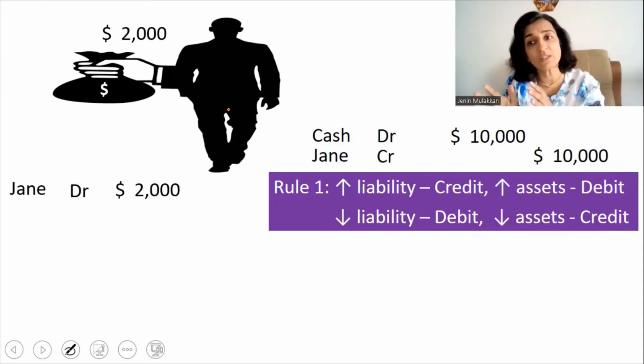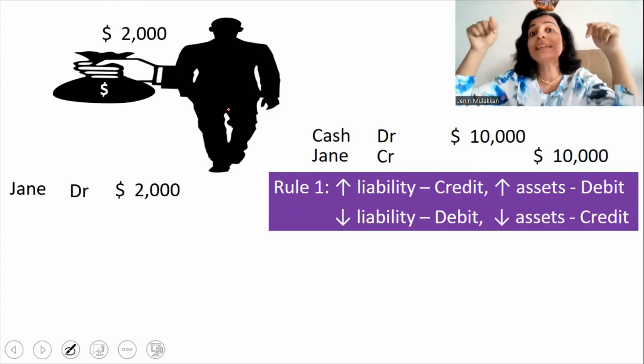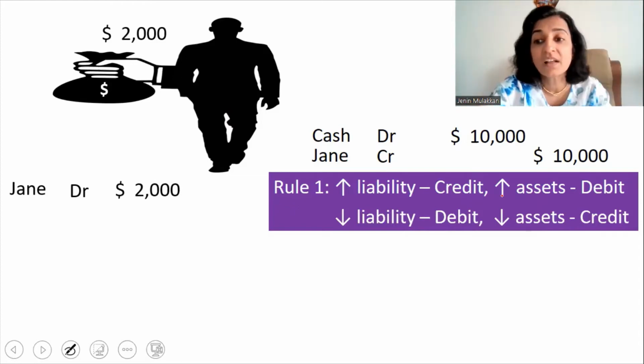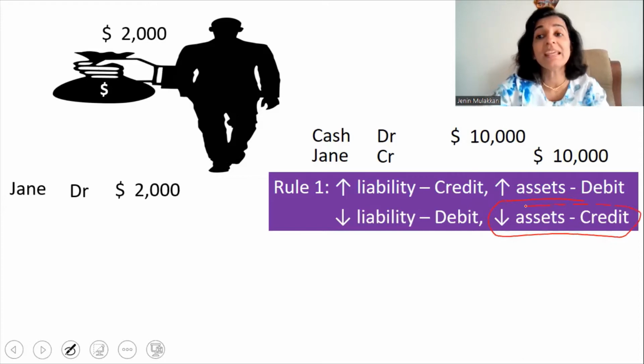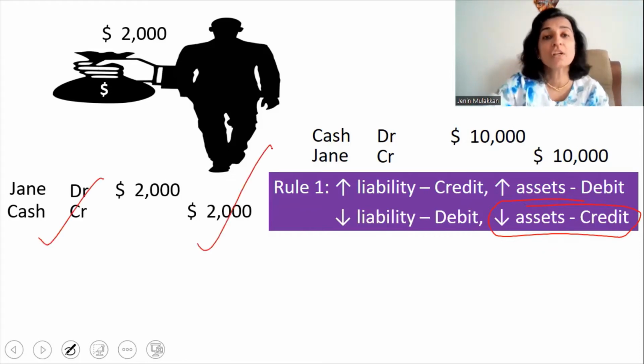Now regarding the asset part, what are we losing? We are losing $2,000 worth of cash. That is, there is a reduction in cash or there is a reduction in asset. A reduction in asset has to be credited and hence cash account has to be credited with $2,000.